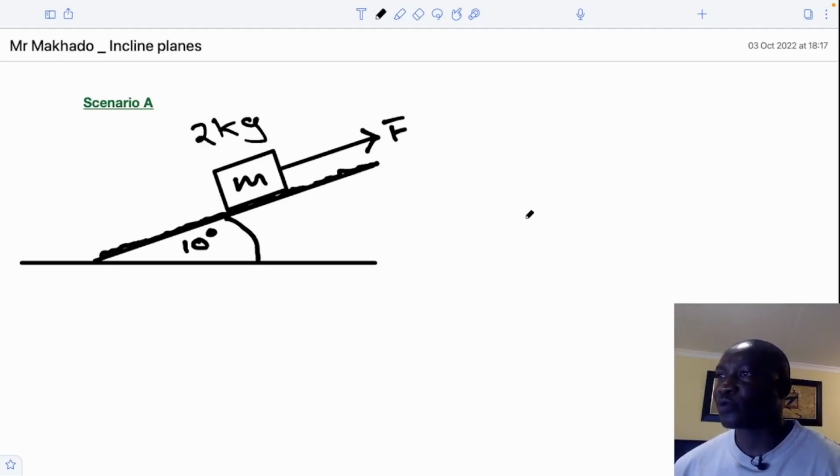In this case, we are going to look at inclined planes. So I'm going to demonstrate with only two scenarios. So I have scenario A. In scenario A, we have a block of mass M. We are going to take it as 2 kilograms so that we do the actual calculations and we can have a better comparison in terms of the kinetic friction force. So the F applied is pulling the block upslope. The angle of the incline is 10 degrees in this particular case.